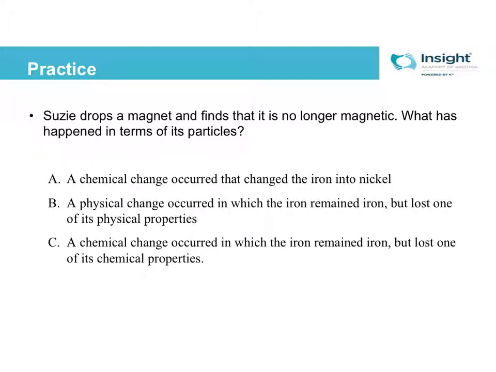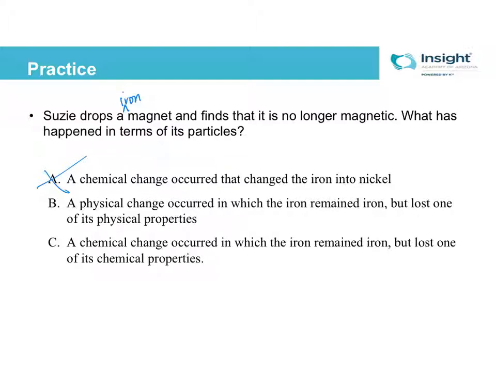So, a couple of practice type things. Susie drops a magnet and finds that it is no longer magnetic after dropping it. What has happened in terms of its particles? A chemical change occurred that changed the iron into nickel. Oh, I'm sorry, this was supposed to say an iron magnet. A physical change occurred in which the iron remained iron, but lost one of its physical properties. Or a chemical change occurred in which the iron remained iron, but lost one of its chemical properties. Dropping a magnet is not going to magically turn it into nickel, so let's just get rid of that one because that's just silly.